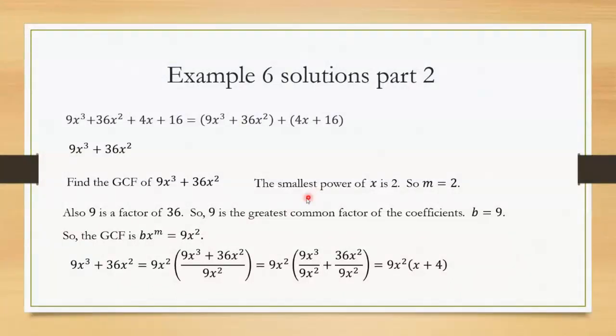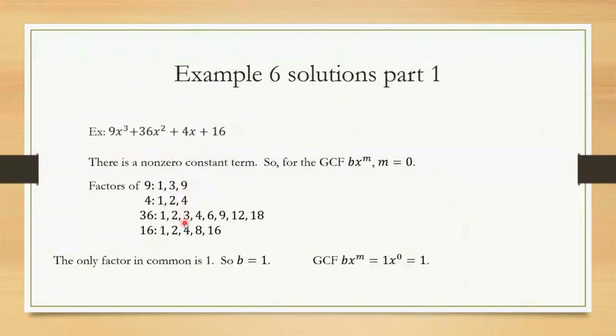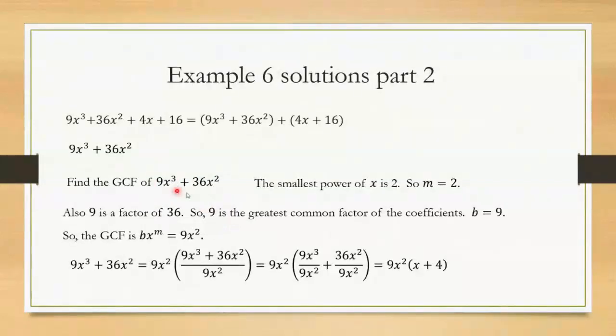So for the first group, we're going to factor the GCF out of that. Again, after you form the 2 groups, you get the GCF of each group individually. For this one, we can see that the smallest exponent of X is 2. The smallest power of X is 2. And for 9 and 36, 9 is actually a factor of 36. You could also go back and look at the factors of 36 and 9, but you would see that 9 is a factor. So 9 is the greatest common factor of 9 and 36.